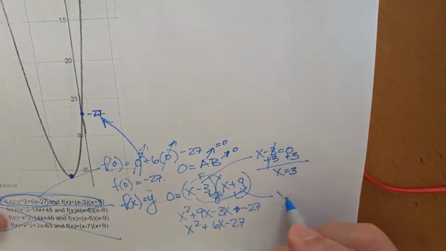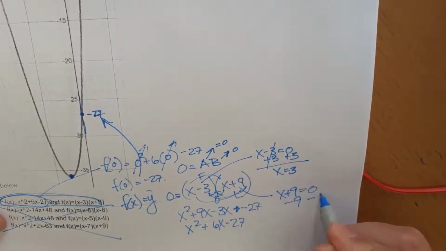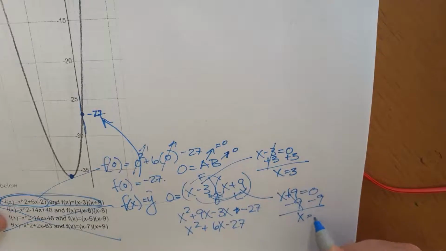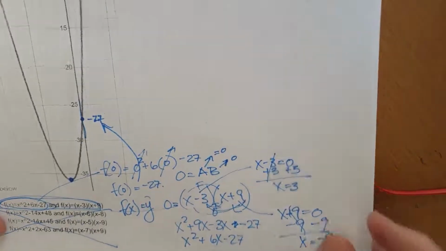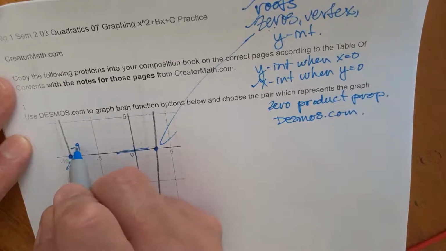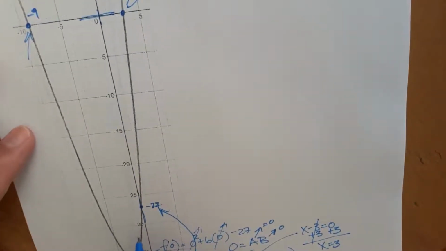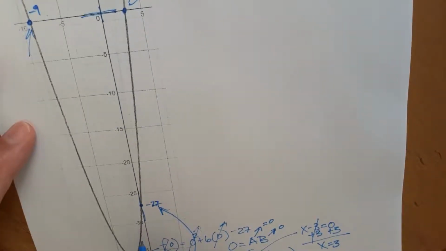And guess what happens for this one? We have x plus 9 equals 0. We say minus 9, and we get x equals minus 9. So that's the location of the other root, right here. So we said that one was minus 9. So we know that this function graphs to this parabola, and we know that because of the different clues we have.